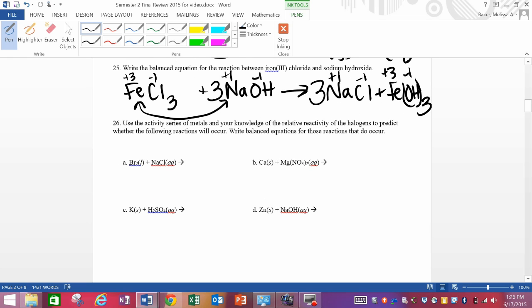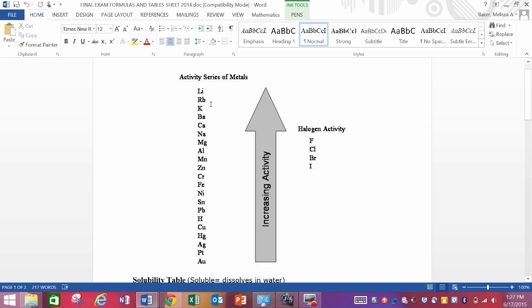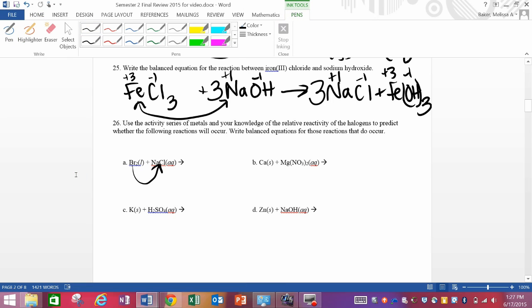All right, number 26. Use the activity series and your knowledge of the relative reactivity of halogens to predict whether or not the reaction will occur. Write the balanced equation for something that does occur. So is Br capable of kicking out Cl? I knew it was Br trying to kick out Cl because they're both on the halogens list. Br is below it. So this makes our life easy because now we do not have to write out the balanced equation, we just get to write NR.